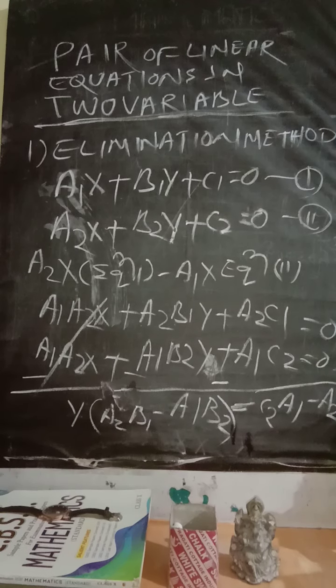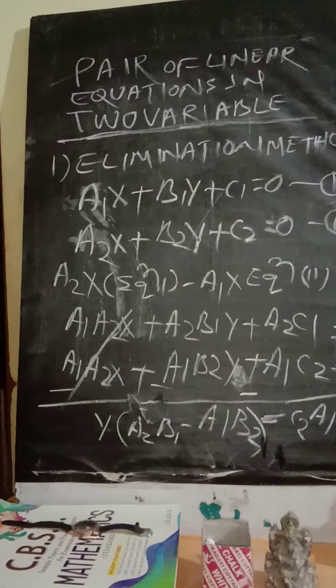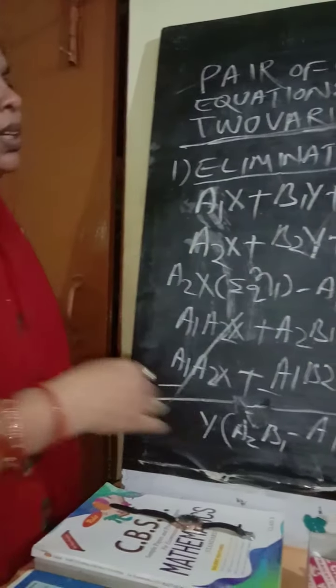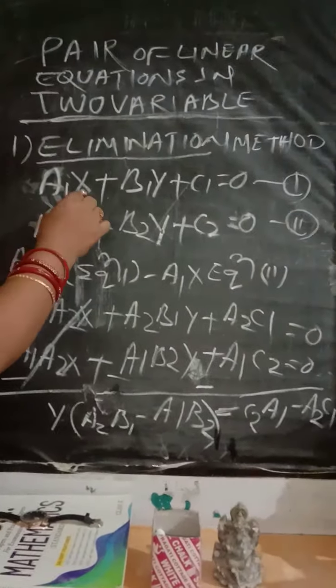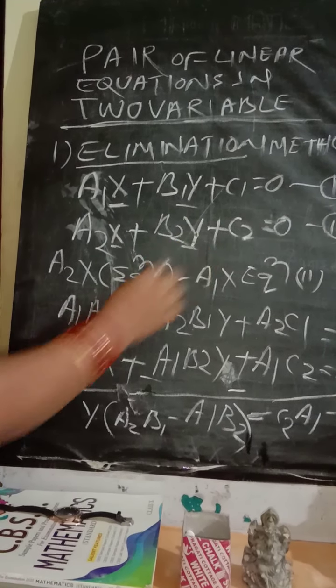Yes, students. Last class we discussed the substitution method. Today we will discuss the elimination method. So, the method of elimination, what does it mean? Elimination means we have to eliminate something. That means either we will eliminate x or we will eliminate y.